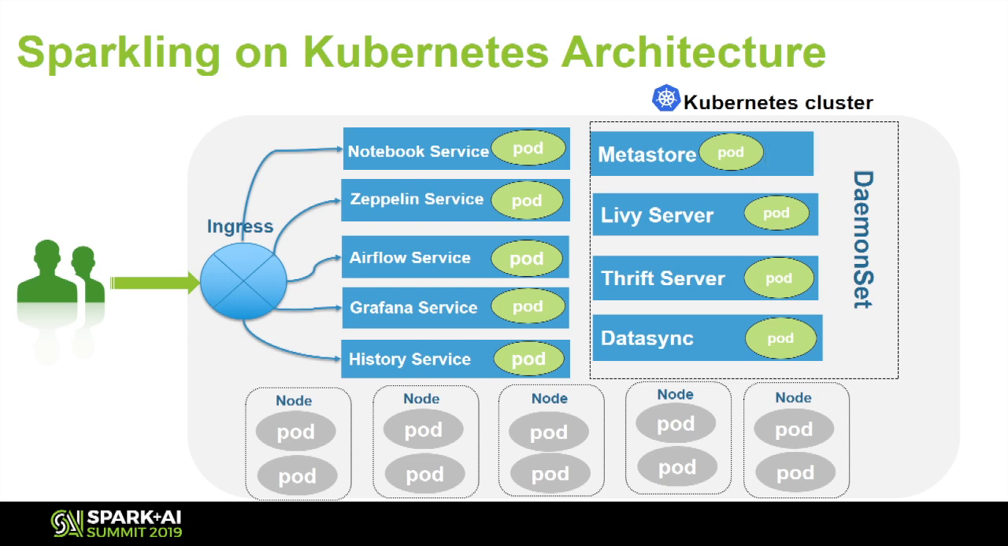Okay, so with all this work, Spark on Kubernetes has been evolving to a new architecture. All the service daemons are packaged into pods and can be publicly accessed through the ingress, and all the Spark executors and drivers are packaged as pods as well, and they can run across all these nodes. Okay, so my part is done.